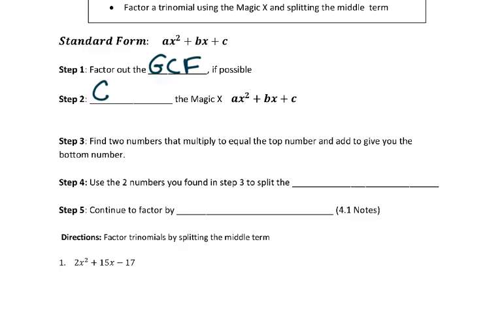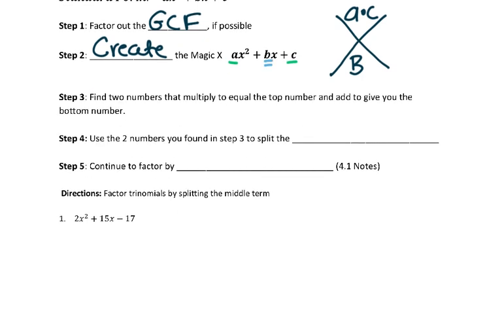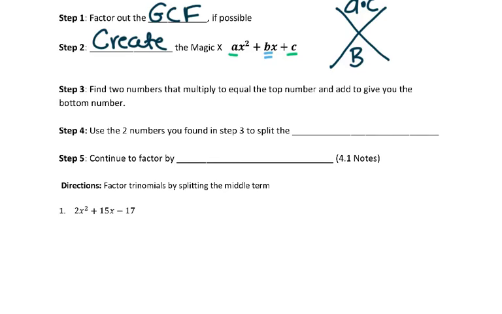Step 2, we're going to create the magic x. The magic x looks like this, and we're going to take a, multiply it by c up top, and put b on the bottom. So a comes from ax squared, c comes from the c at the end, and then b is in the center with the x. And then we're going to find two numbers that multiply to equal the top and add to give you the bottom. So it's kind of like a little bit of a puzzle.